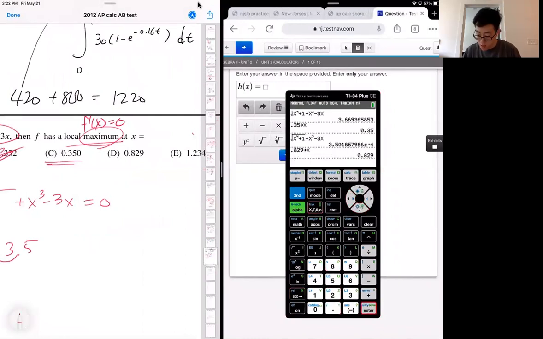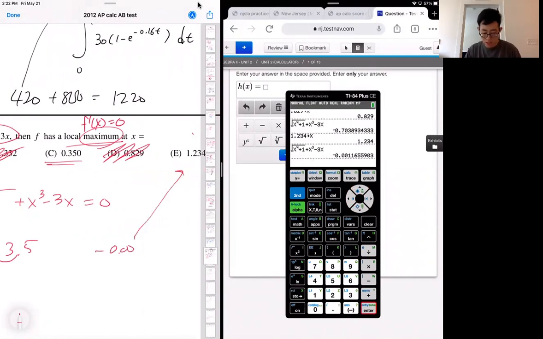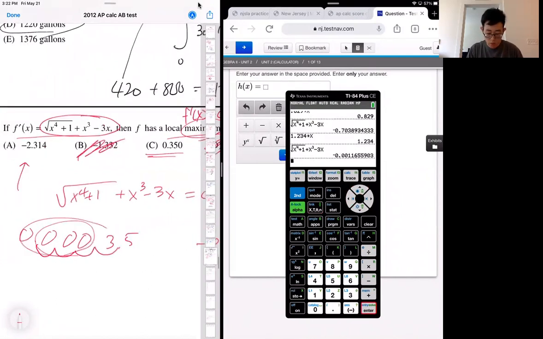So 0.829 for x, copy and paste that. What am I going to get? All right, negative 0.7. That's certainly not close to being 0 like the third answer. And last one, 1.234, plug in as x, and then copy and paste that. All right, so I get two zeros, negative 0.00 something for that one, E. But obviously we want to go for the one that gives me the closest to 0, so that's C.